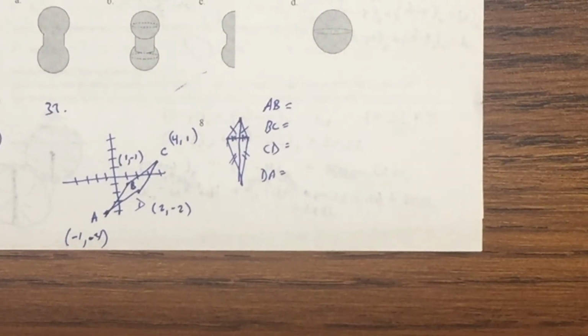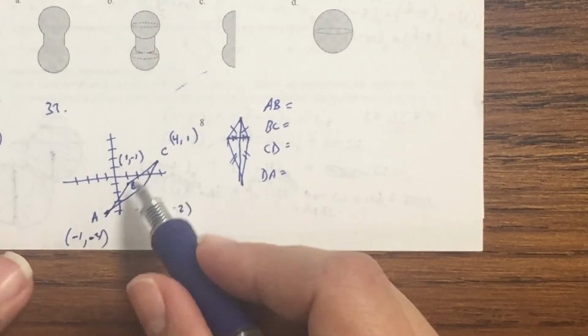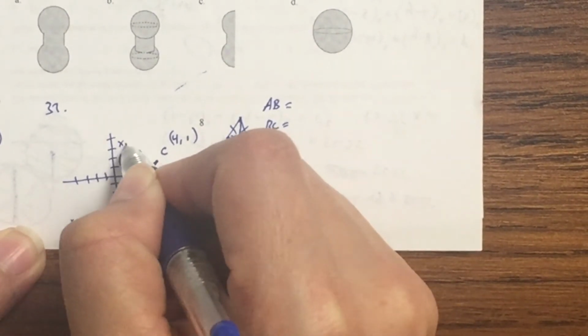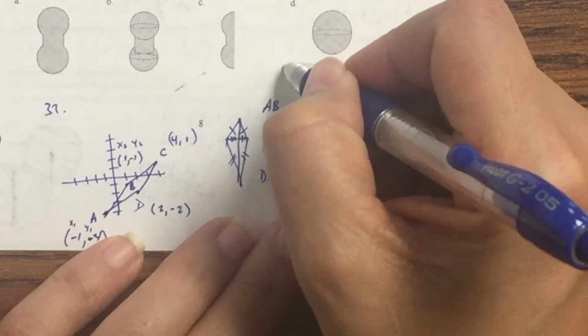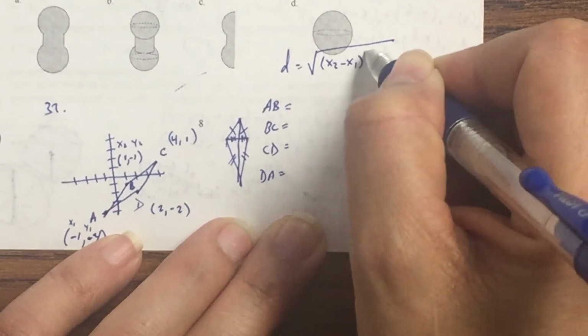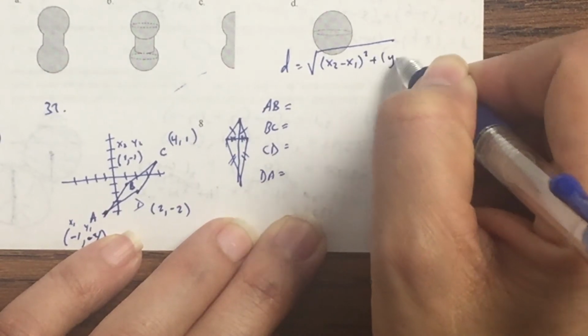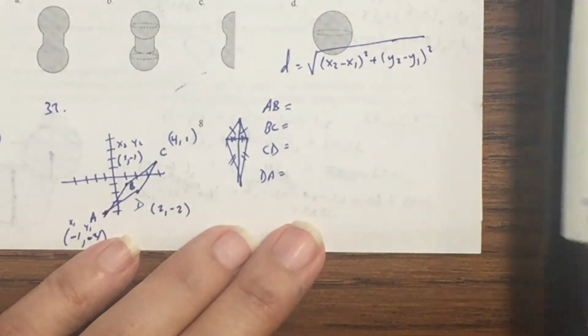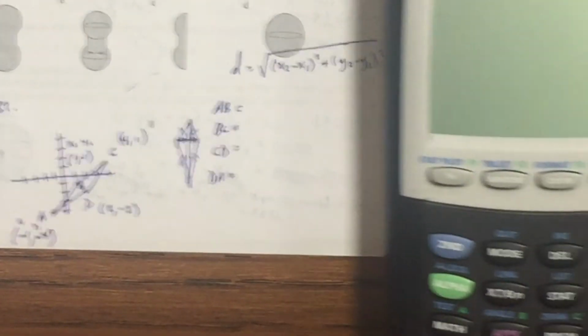All right, and we just label. So A to B: x1, y1, x2, y2. And again, you just put it in distance form. So distance is the square root of (x2 minus x1) squared plus (y2 minus y1) squared. Okay, so all you're going to do is just put it in the calculator.